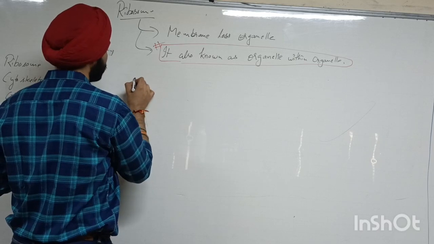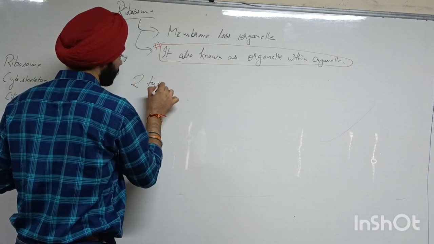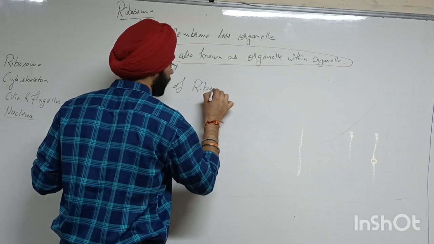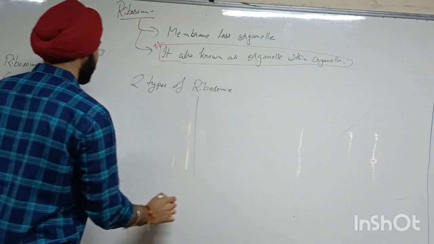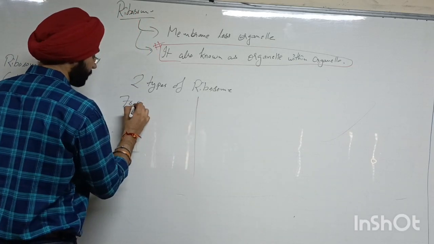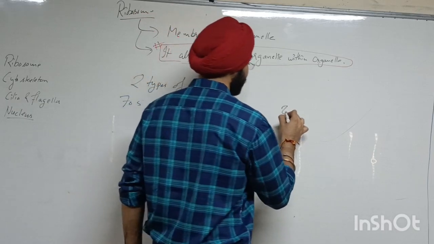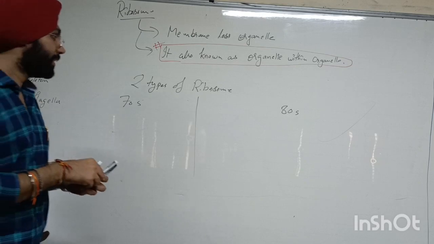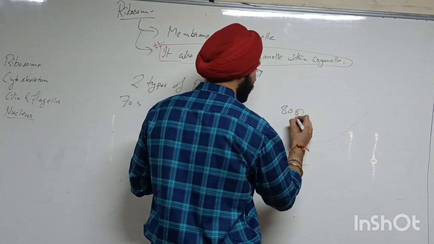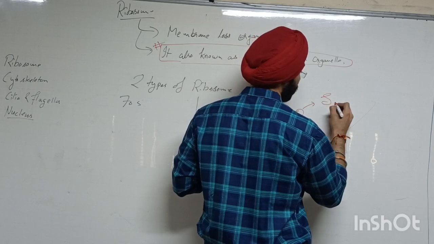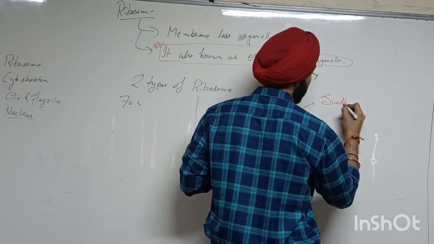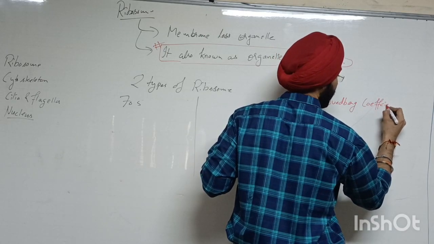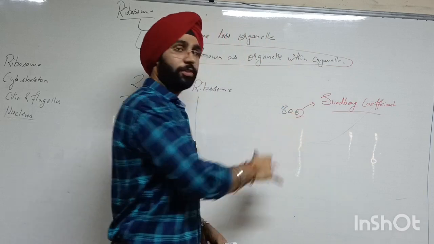So ribosomes are of two types. Namely, the first one is 70S and the second one is 80S. As you can see, the S stands for the Swedberg coefficient.